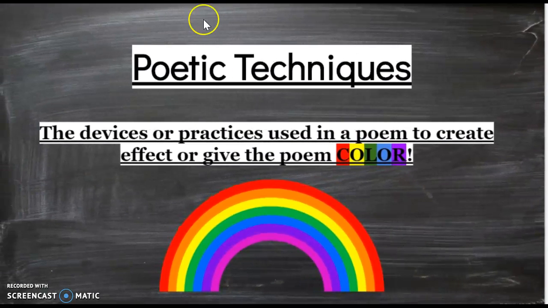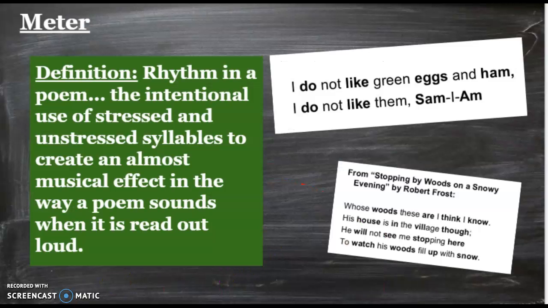So these are things that you'll see in a poem. And as you can see, our rainbow, right? It adds color to our poems. So the first one is called meter. Now here we have our definition and then some examples. So meter is rhythm in a poem. And that's really all you need to know.